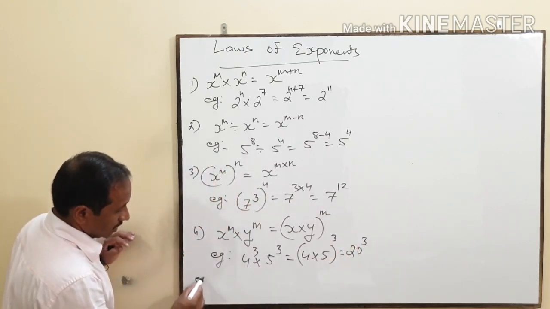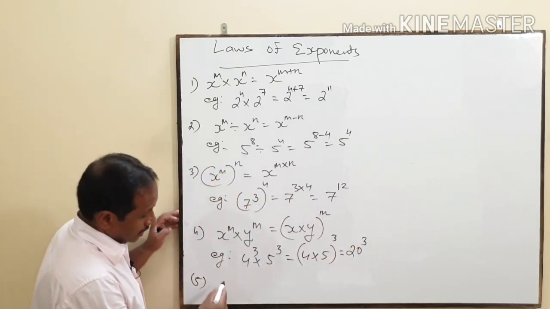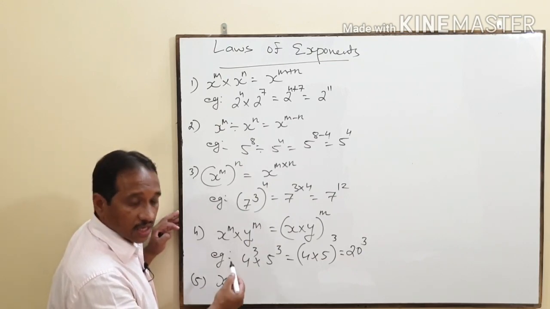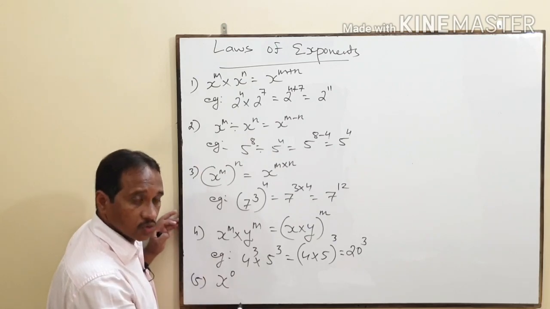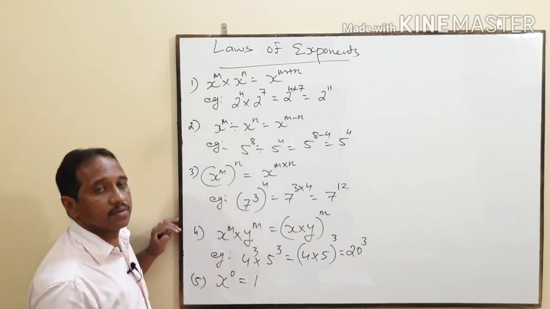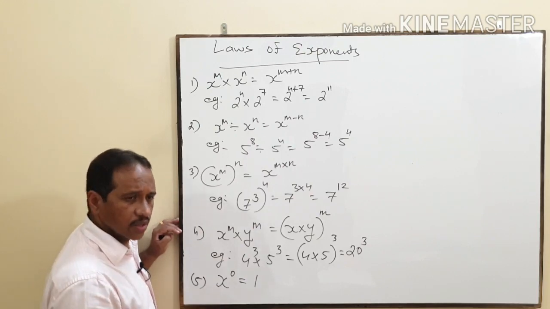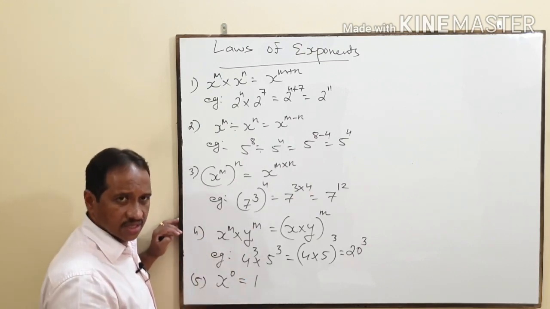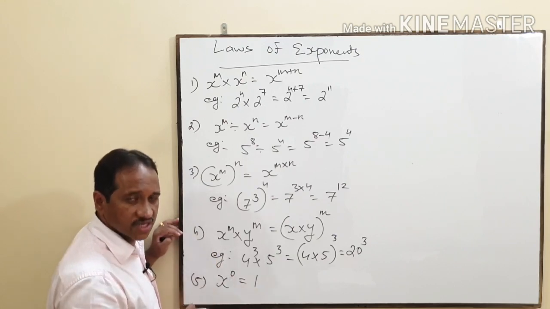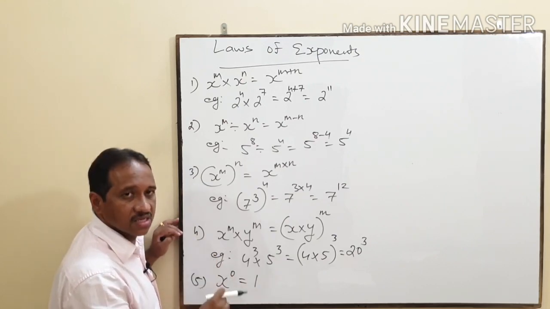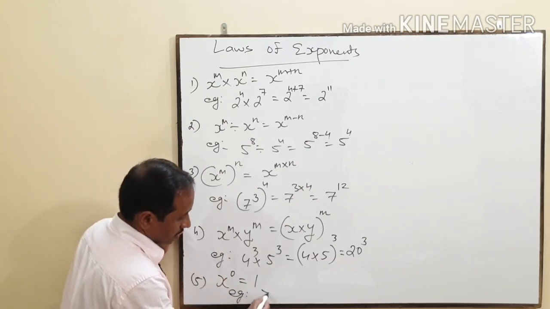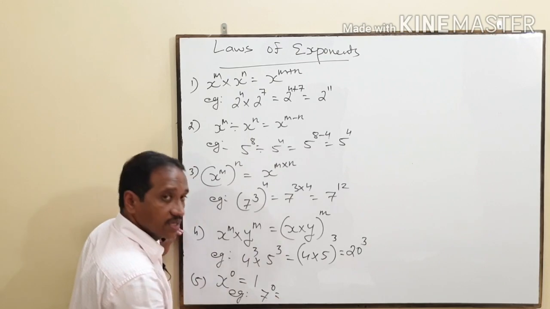Fifth one is x raised to 0. x raised to 0 means the base can be any value but the power is 0. x raised to 0 is equal to 1. This is a law applied for any expression with a power 0. If the power of any expression is 0, then its answer is always 1. For example, 7 raised to 0 is equal to 1.